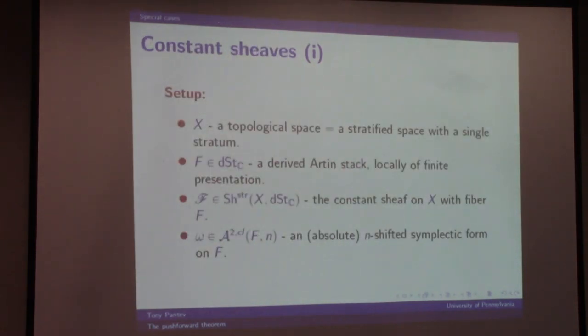So if you do this for constant sheaves, take a topological space, which you view as a stratified space with a single stratum. Take a derived stack and look at the constant sheaf with fiber that derived stack. Then take an absolute closed and shifted two form on your derived stack. You can interpret it as a relative form.